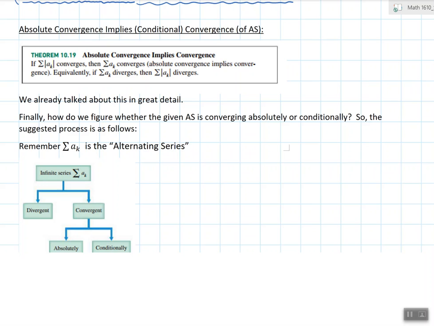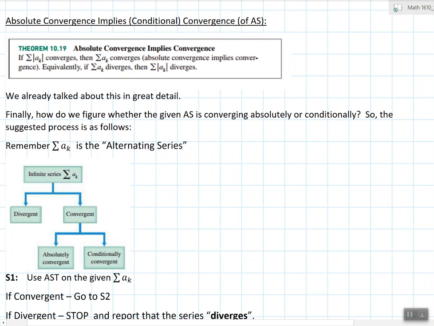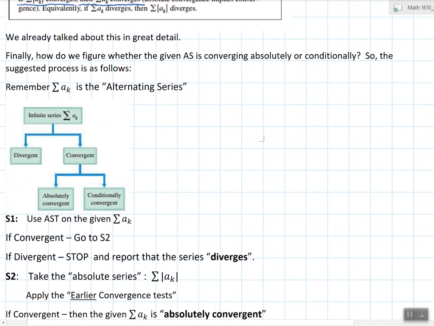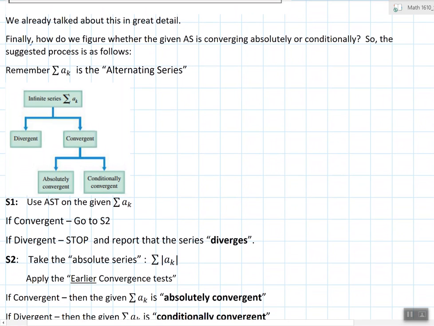Okay, so here is the theorem that we have been mentioning to you: absolute convergence implies convergence. What that means is that if the absolute series converges, then the alternating series converges. It makes intuitively perfect sense. Okay, so how do we figure this out? Given an alternating series, how do we figure out whether it converges absolutely or conditionally? So the process is as follows.